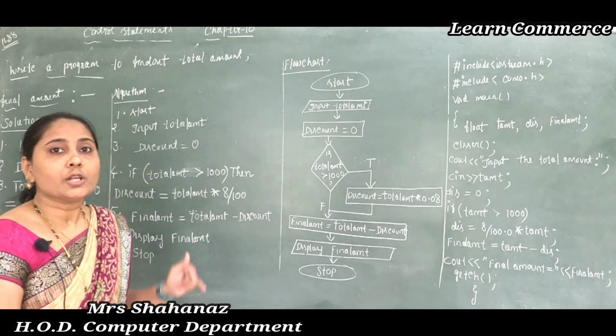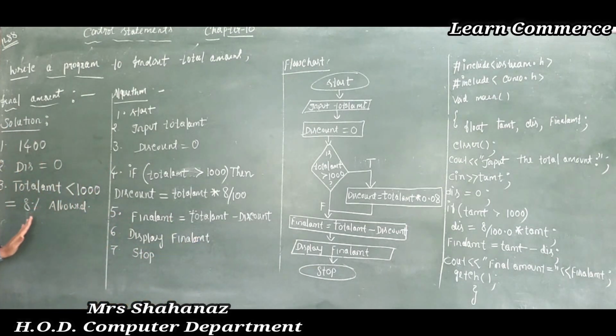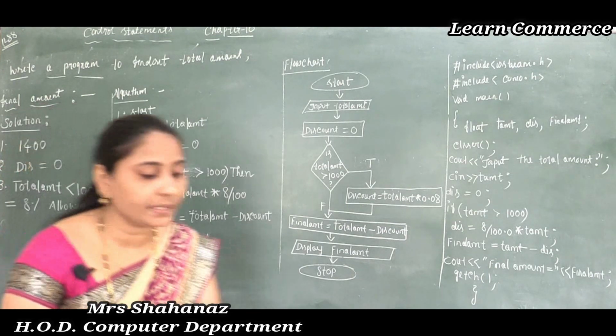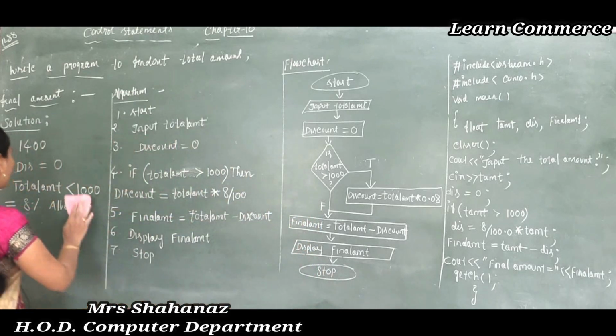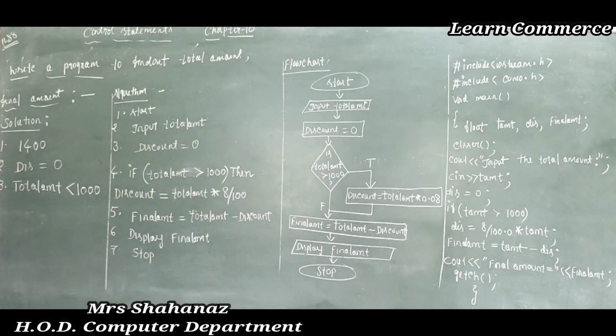Understood? This is the calculation I am doing. If the total amount of the bill is greater than 1000, then sure the 8% discount is allowed. So for example, the total amount here is 1400, and next, multiplied by the discount. What's the discount? The discount is 8/100.